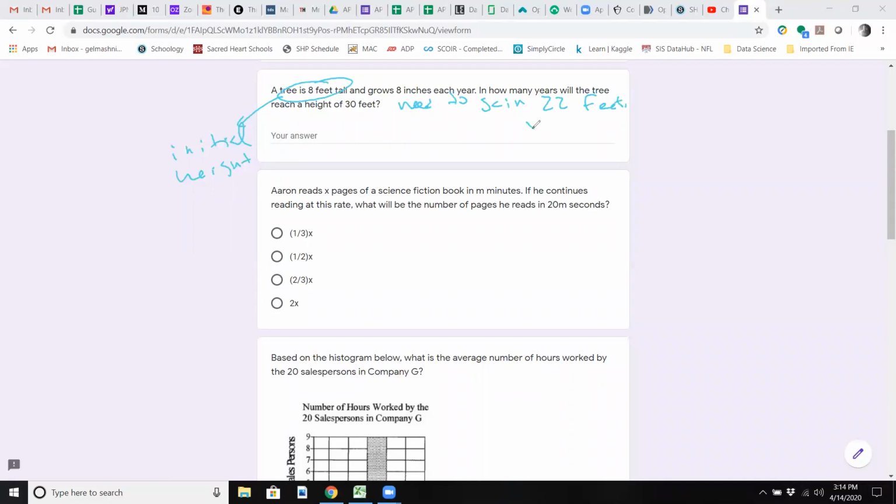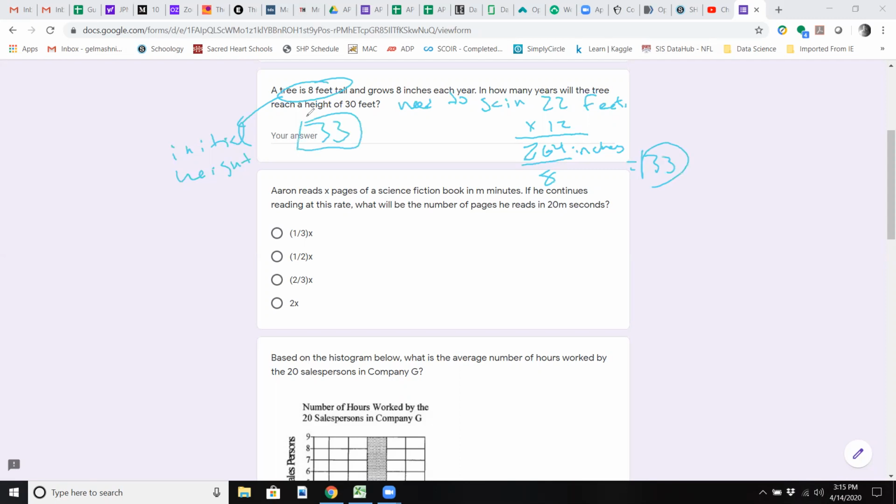If you times that by 12, so I'm going to grab a calculator on my phone. 22 times 12, I got 264 inches. Okay. Then I want to divide that by 8. The actual answer is 33.